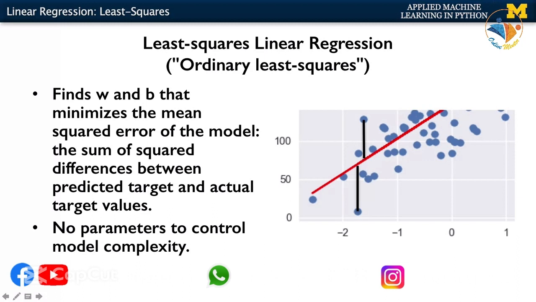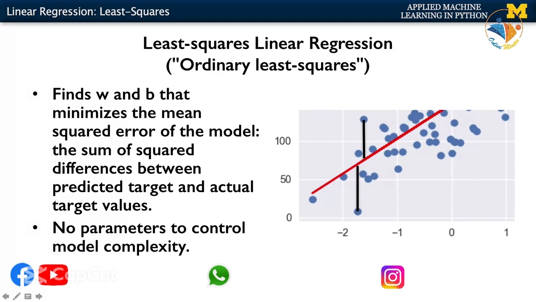The mean squared error of the model is essentially the sum of the squared differences between the predicted target value and the actual target value for all the points in the training set. This plot illustrates what that means. The blue points represent points in the training set. The red line here represents the least squares model that was found through this cloud of training points.